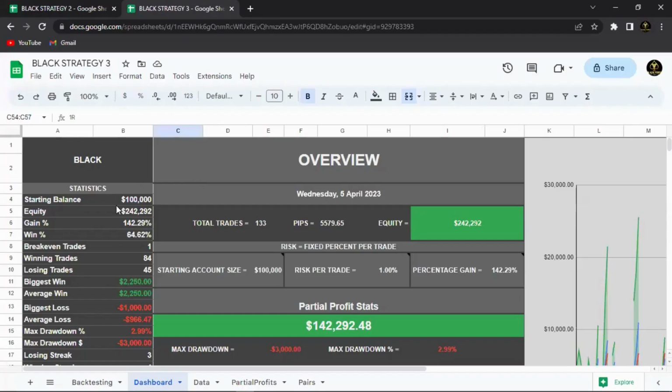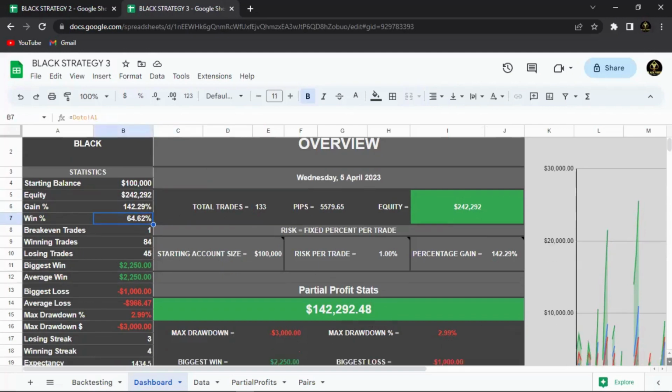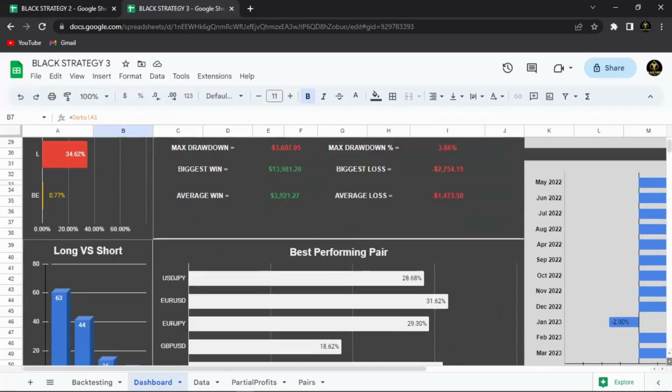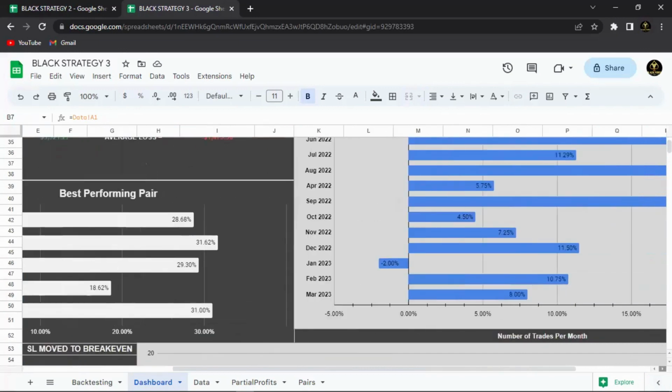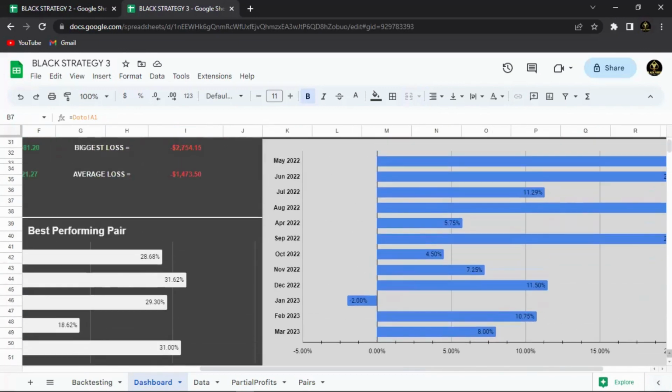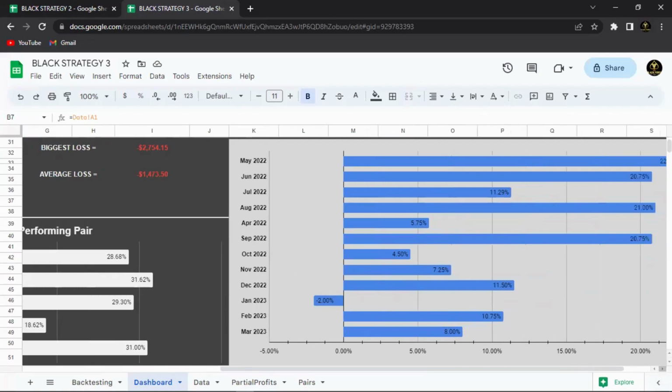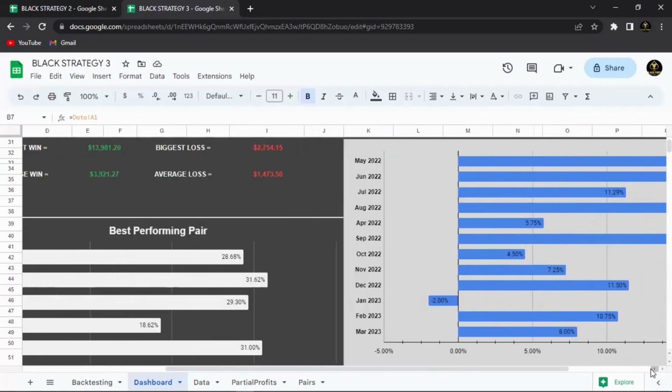For instance, these are my stats. You can see it has over a 64% win rate. And you can see here, out of 12 months on the books, only 1 month, which was January, did I have a losing month. All of the rest were profitable months.